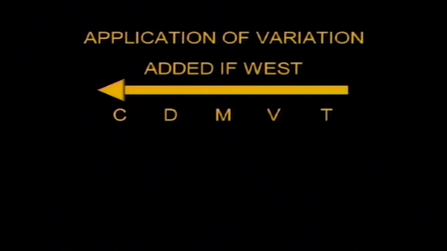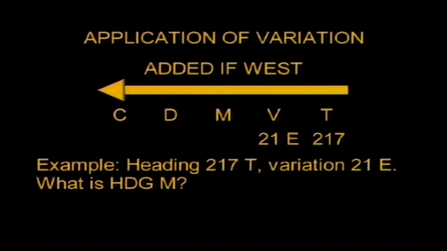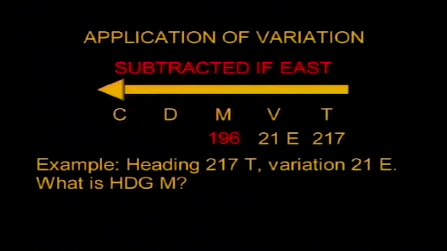Application of variation is best achieved using the mnemonic "Cadbury's Dairy Milk is very tasty" or "Can Dead Men Vote Twice", which stands for CDMVT. Compass, deviation, magnetic, variation, true. Then draw an arrow going to the left and write down "add it if west". For example, if heading is 217 degrees true and variation is 21 degrees east, what is heading magnetic? East is the opposite of west, so instead of adding for west when you move left across CDMVT, subtract for east. 217 minus 21 equals 196 degrees magnetic.